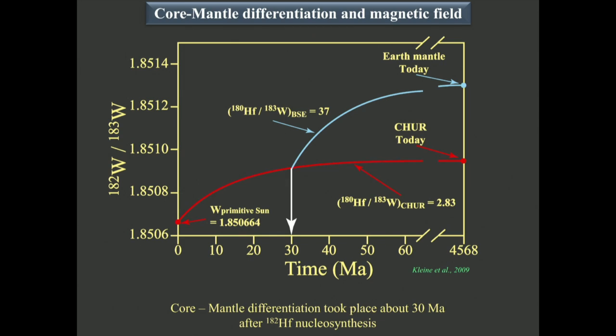This is one of the values we can conclude from this: the core differentiation, the differentiation between the core and the mantle, took place very early, 30 million years after the hafnium-182 nucleosynthesis.